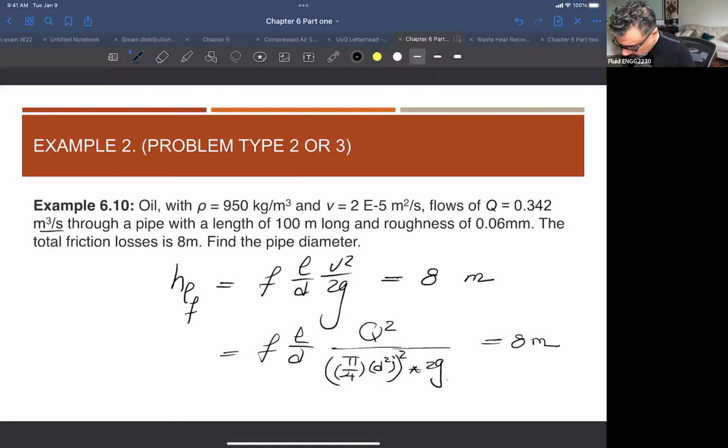Okay, so what do we have for this problem? We have L is 100 meters. Diameter is not given, right? The Q is given as 0.342. g here is 9.81, right? I can calculate this equation here. The problem here is we don't have the friction factor.